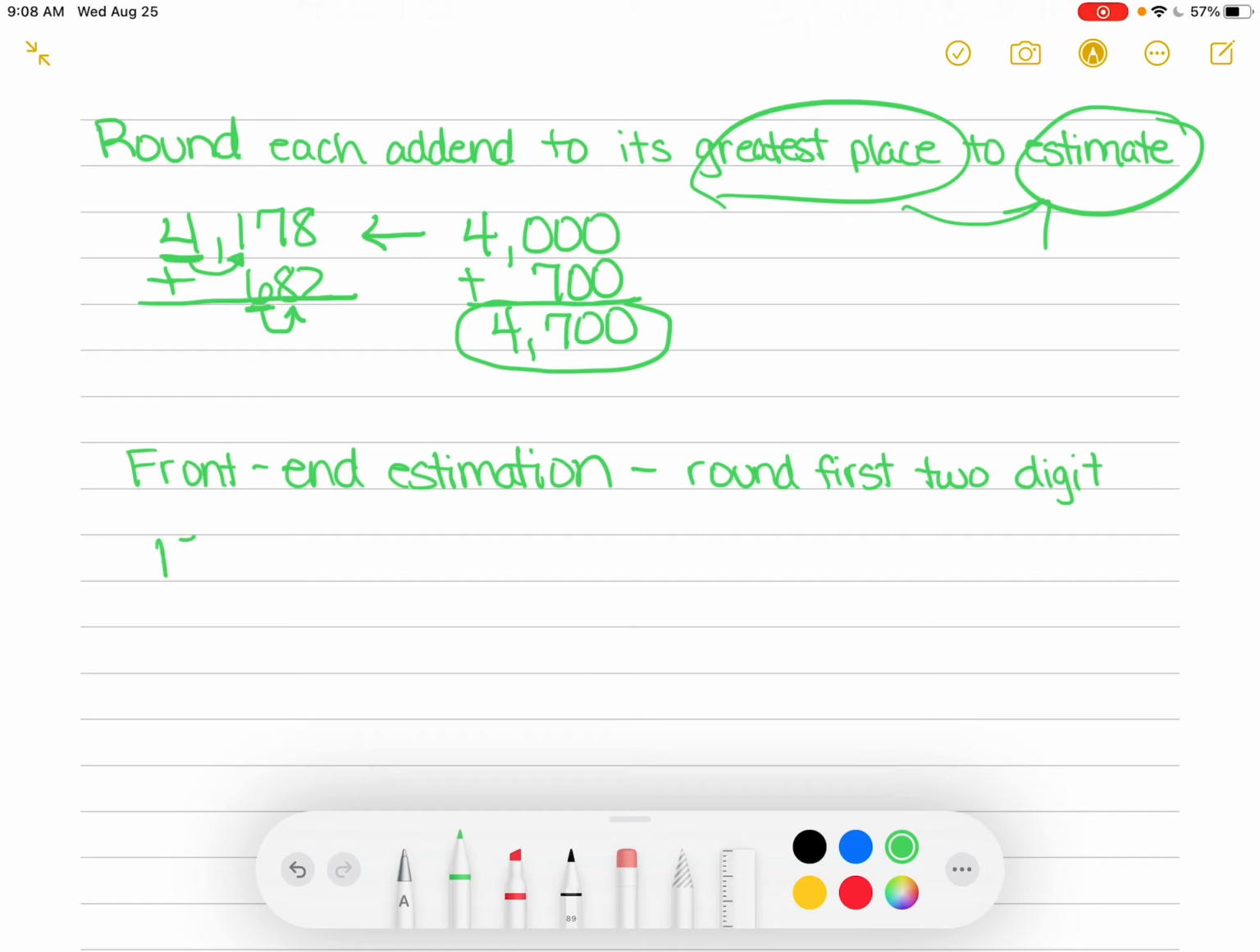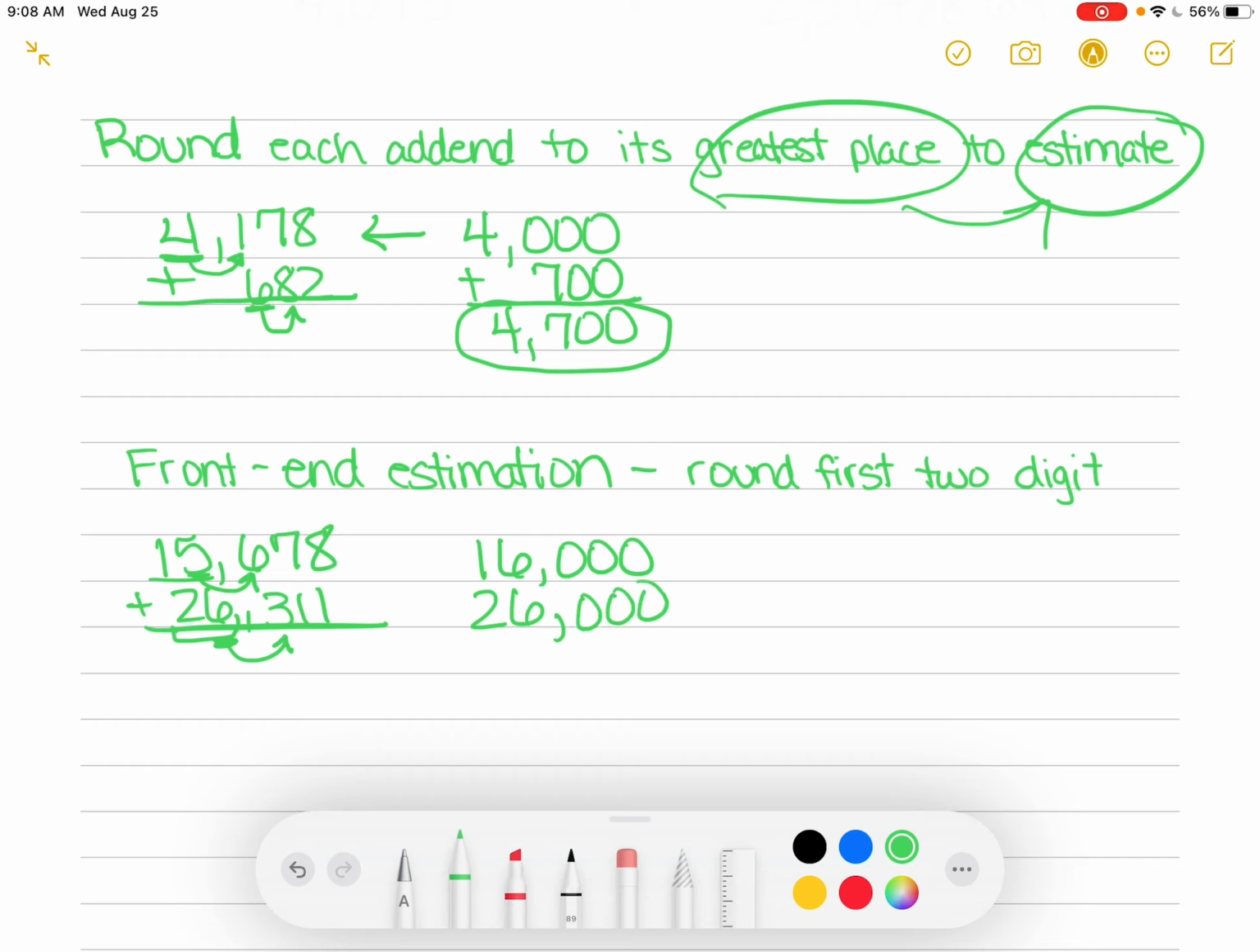So if I have 15,678 and I'm adding 26,311, then all I'm going to do is take the first 2 digits. So that means I'm going to look to the right of that. And the 6 tells me to round up. So I have 16,000 instead of 15,000. And this one, I'm going to take the 26,000 and I'm going to say, oh, that 3 tells me to keep it the same.